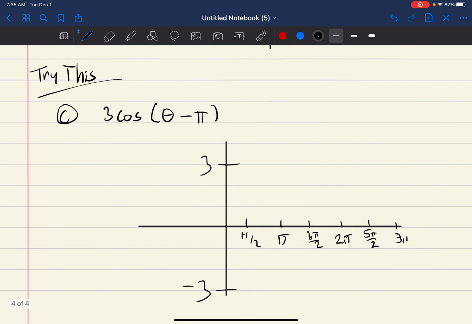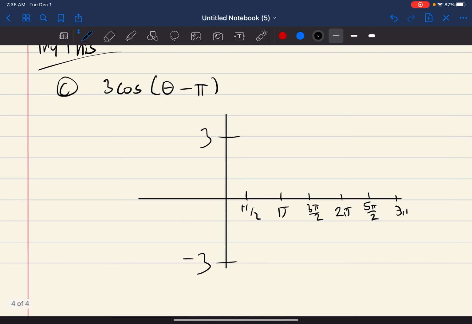All right. So I want you to try this one on your own, but just remember this one. I just want you to explain to me what is occurring within this graph with the given equation, 3 cosine theta minus pi. Once you are done, let's see if your explanation meets what I am going to say.